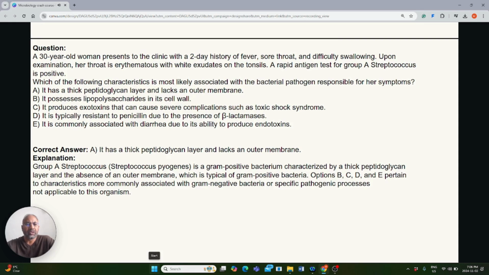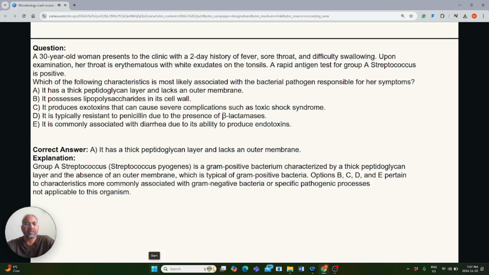Then the others are basically talking about gram negative or some other kinds of organisms. So B is possesses lipopolysaccharides. We already read that where we said, about the LONG PPT, that gram negative organisms contain lipopolysaccharide in their cell wall. So here we are talking about the gram negative. Then, it produces exotoxins that can cause severe complications such as toxic shock syndrome. Exotoxins and toxic shock syndrome are basically characteristics of Staphylococcus. So we cannot put Streptococcus in this category.